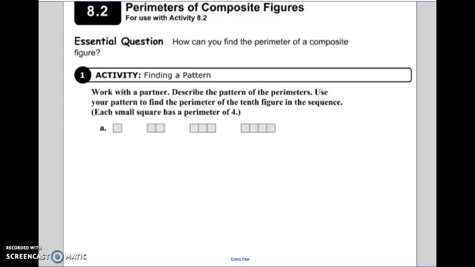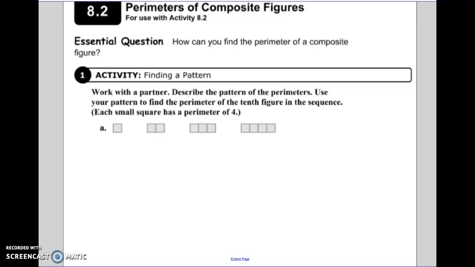So the first activity is practicing calculating perimeter as these shapes change. And so activity 1 says describe the pattern of the perimeters. Use your pattern to find the perimeter of the 10th figure in the sequence. And when you fill out your Google form for this activity today, this part is the only answer I'm looking for.